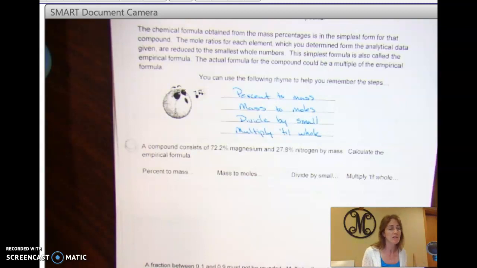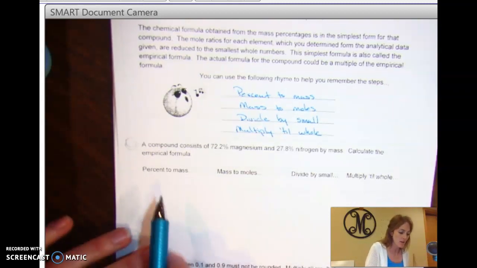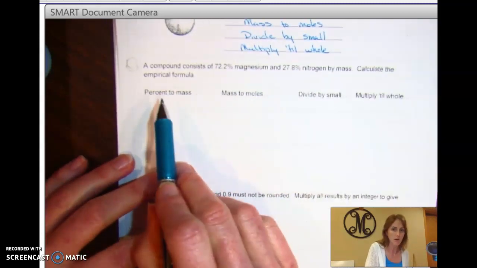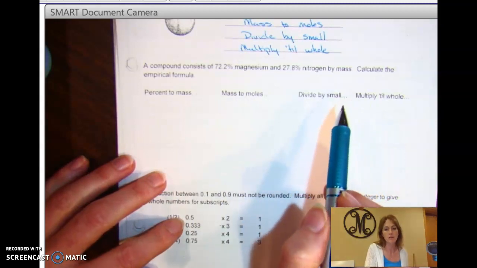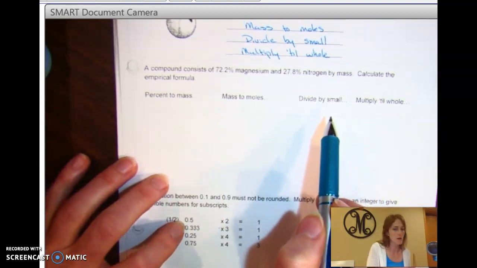Now you can see kids on a test, they're thinking and they remember the steps. They're actually written for you right here as well. Percent to mass, mass to moles, divide by small, multiply till whole. So what does it all mean?